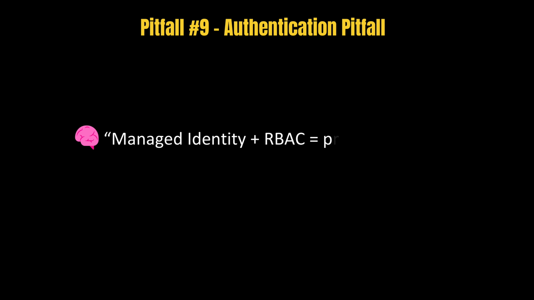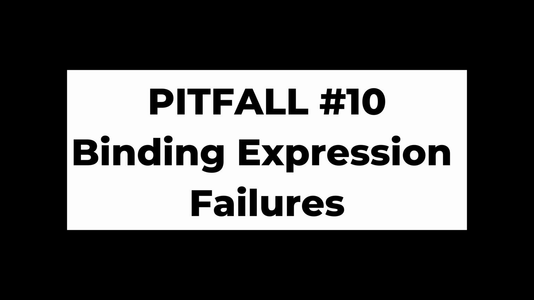Authentication issues are invisible until they break production. Managed identity is a modern, secure way to connect. Connection strings are brittle. RBAC is your friend. Test it, verify it, and your functions run without surprise failures. Managed identity plus RBAC is production-grade authentication. Authentication failure is obvious. Your logs scream at you. What's trickier is the silent killer: binding expression failures, when functions don't even trigger.